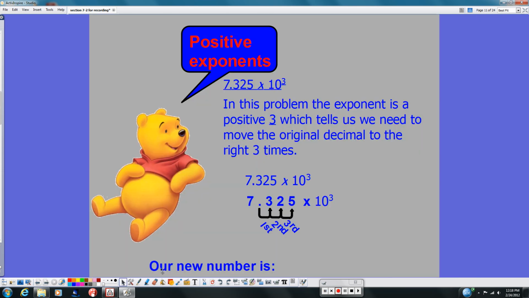Now, we're going to have two types of exponents. One type is positive, the other type is negative. We're going to look at positive ones first. So, in this example, we have 7.325 times 10 to the third. The exponent is a positive 3, which tells us we're going to take our decimal and move it to the right 3 times. So start at the decimal, first, second, third move, so our new number is 7,325.